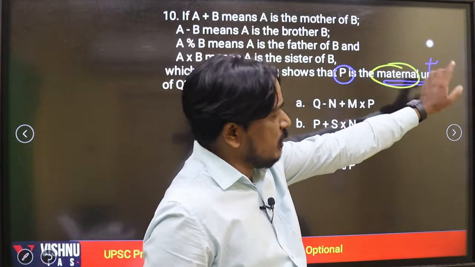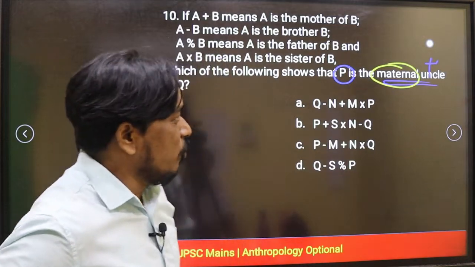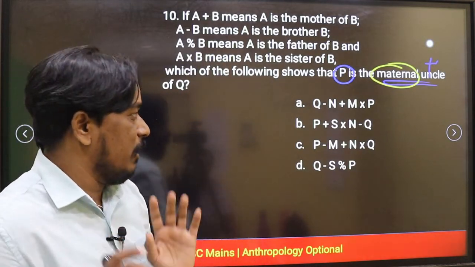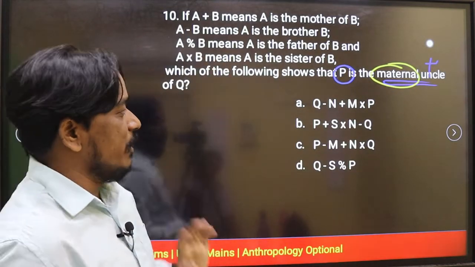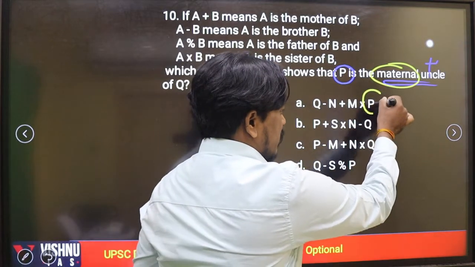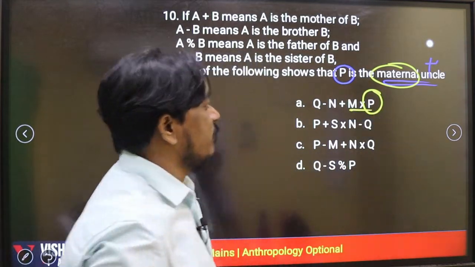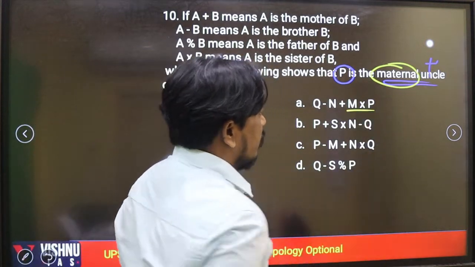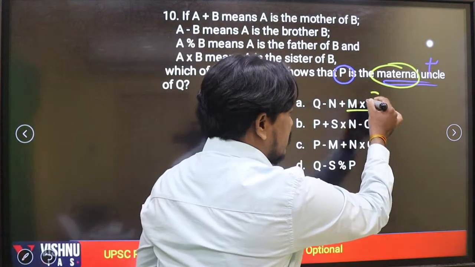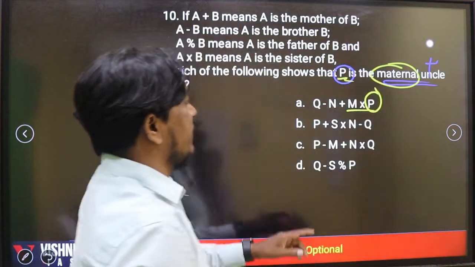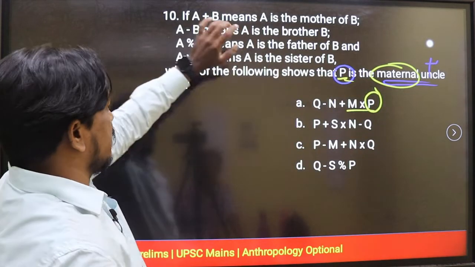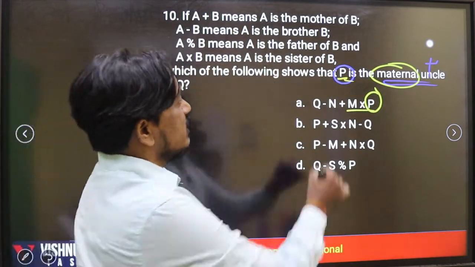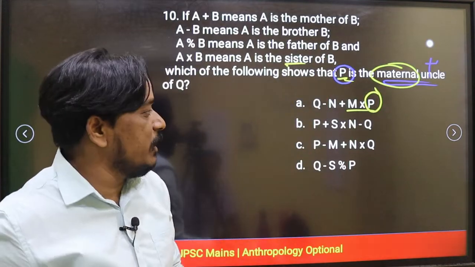So for the maternal uncle, first focus on the gender technique, which means P should be male. According to the given data, P is in the last place, but between M and P we have a cross symbol. Whenever we have a cross symbol like this between M and P, or whenever P is at the end place, we focus only on P. Directly you can eliminate that option, because into means sister.